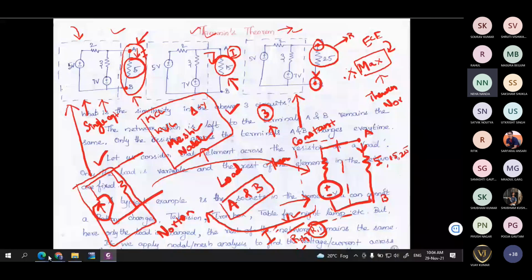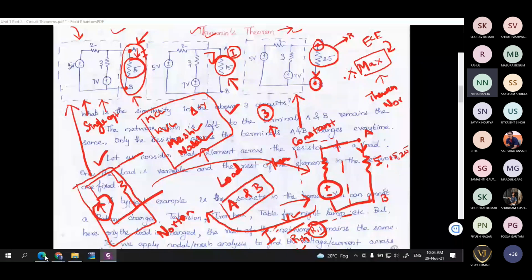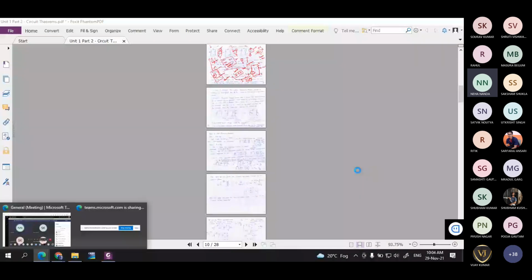Excuse me, sir. Sir, when will you share these notes? These notes I will share today. Okay, thank you. The remaining things I have shared already. Yes, sir, I was talking about Thevenin and all that, source transformation. Yeah, these things I will share today. Someone else was asking something? No, sir, I was just asking the same.